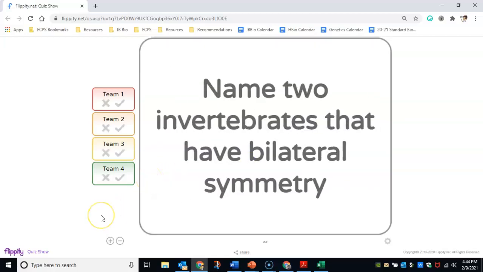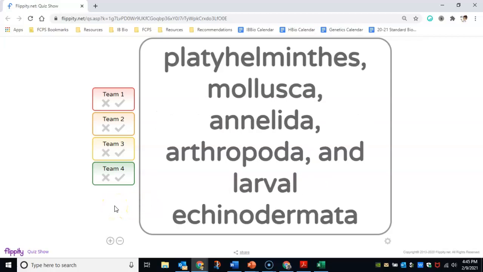Name 2 invertebrates that have bilateral symmetry. As a reminder, of the invertebrates that you had to know about, quite a few had bilateral symmetry, but they didn't all have radial symmetry, so you should be able to knock off at least one right off the bat. But here you are: Platyhelminthes, those are flatworms, mollusks, annelida, arthropods, and echinodermata, which are like starfish.